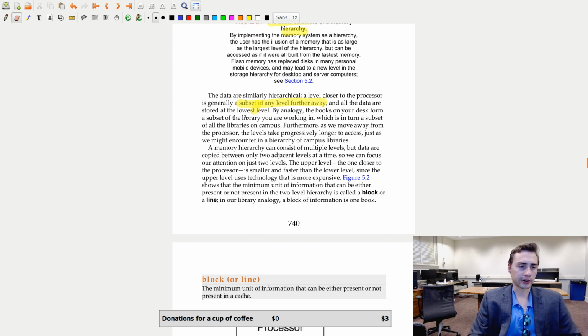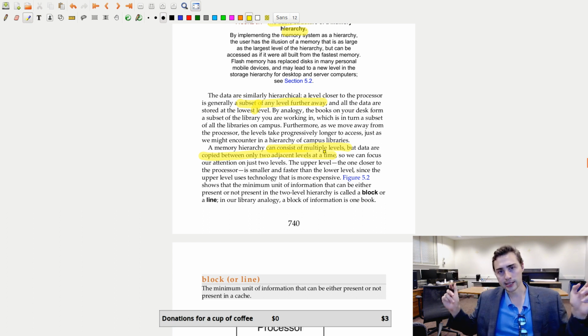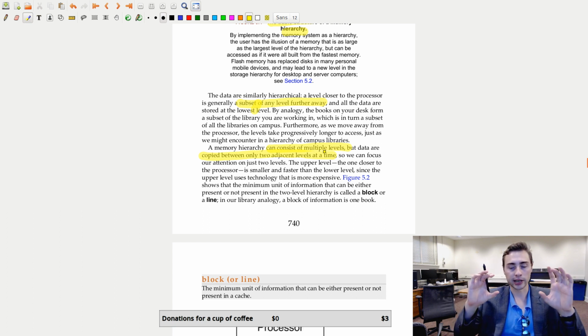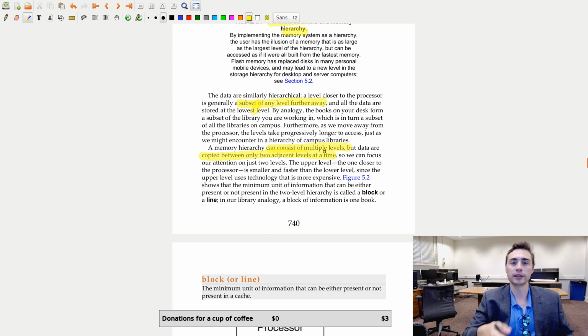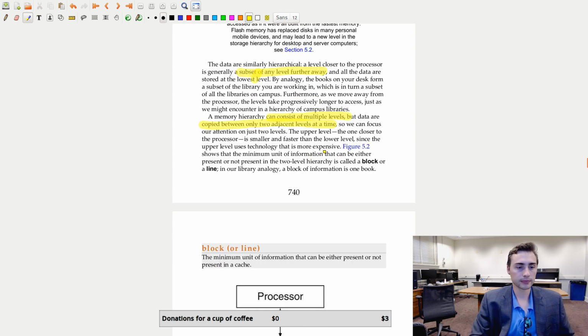So a memory hierarchy can consist of multiple levels, but data are copied between only 2 adjacent levels at a time. So if we need to write something to disk, we're not going, okay, we're at the L1, let's just bypass everything and go to disk. No, the L1 has to go to the L2, L2 has to go to the L3 or main memory, and then main memory has to go to disk. The upper level, or the one closest to the processor, is smaller and faster, so like we said, generally made out of something like SRAM.